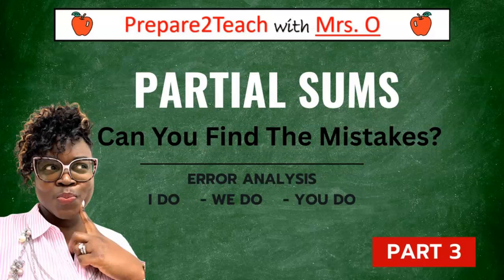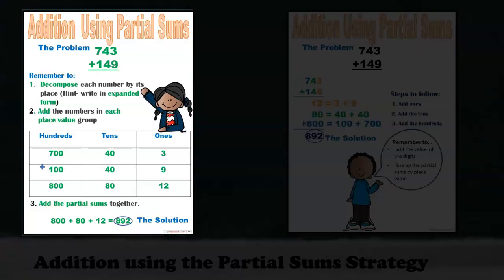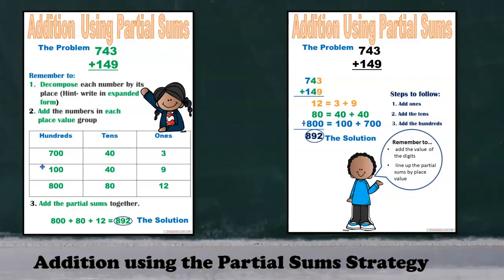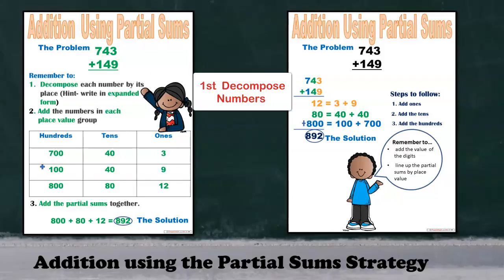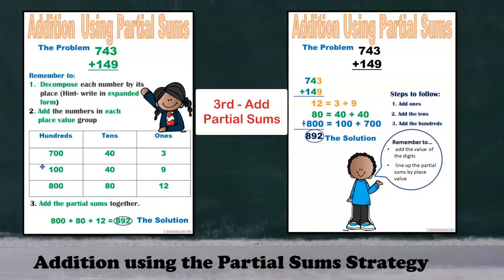Welcome back to part 3 of my video series all about addition using partial sums. In past videos, I explained how to add using the partial sum strategy. If you recall, there are several ways that this can be done. Whether the problems are written horizontally or vertically, the important thing to keep in mind is that the numbers are decomposed or broken apart, then grouped by place value, and then the partial sums are combined.